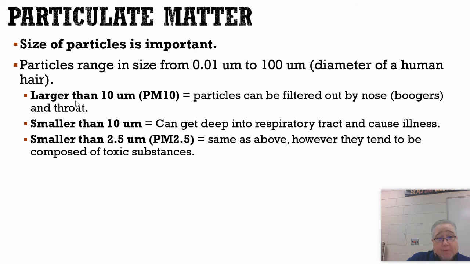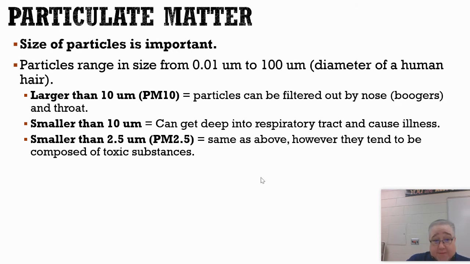So, for example, we have PM10s. These are particles that are 10 micrometers or larger. Those things can pretty much be filtered out by your nose. We have nose hairs, we have mucus. That's what boogers eventually turn into. All that particulate matter gets trapped in your mucus and your nose hairs, and just builds up in there. Again, we call those things boogers. Kind of gross, and not really a scientific word, but we all know what that is.